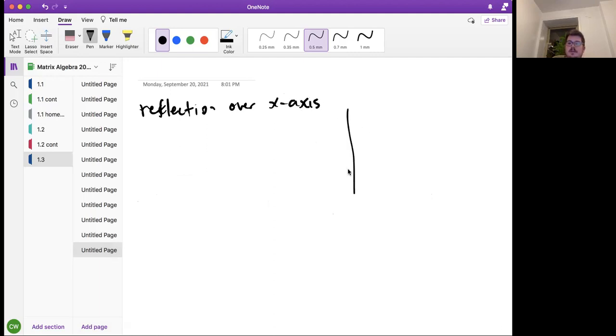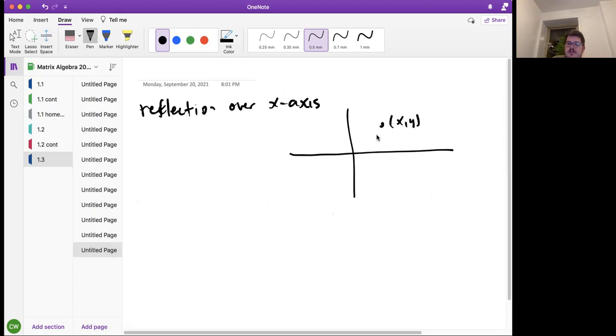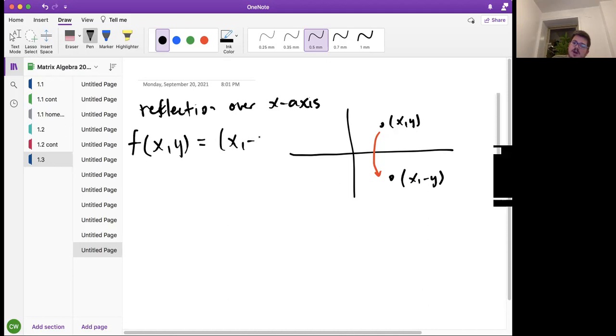So here's the plane, and I have a coordinate x, y, and I want to reflect it over the x-axis. Can anyone say what the result is? Where does x, y go? What point does it go to? X, negative y, yeah. So if you just look at the picture, the y is the coordinate that gets negated. So we can express this as a function x, y that goes to x, negative y.